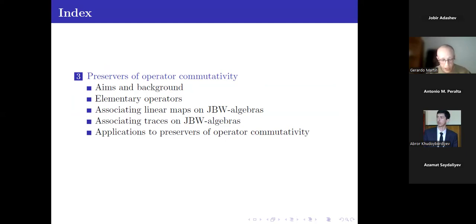We know that in quantum mechanics, the observables are represented in terms of self-adjoint operators on a Hilbert space. When we take two observables and want to measure them simultaneously, they can be measured simultaneously if the self-adjoint operators that represent the observables commute. That's probably why preserver problems of commuting elements have been widely studied.